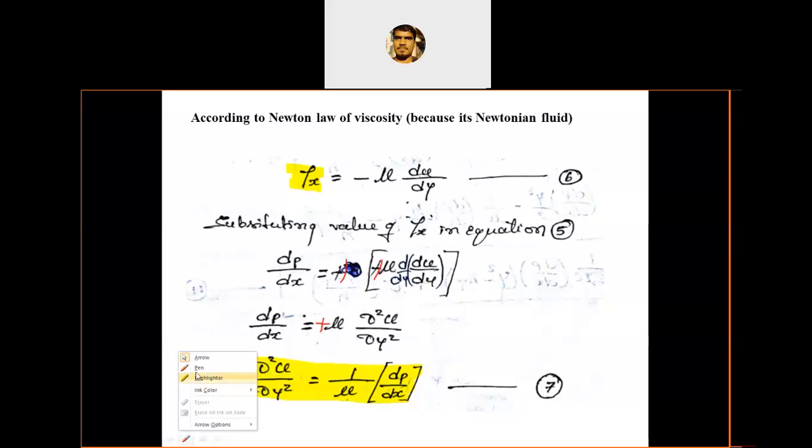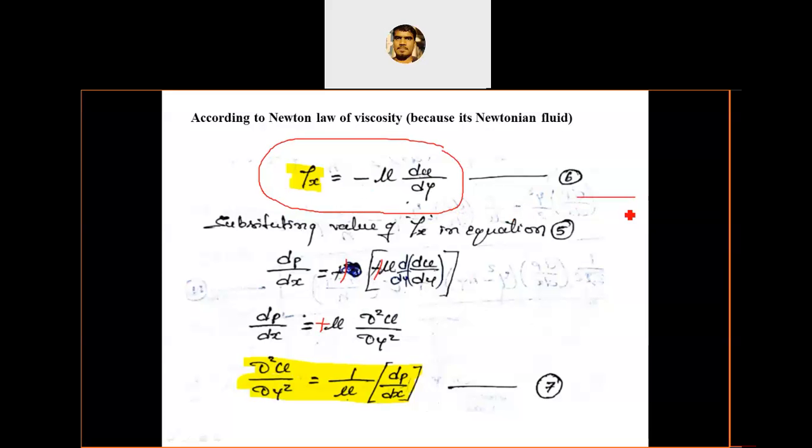We already know Newton's equation: tau x is equal to minus mu du by dy. This is the velocity, and this is the thickness of the fluid film. It changes with respect to the changes. This is what we already discussed in Newton's law of viscosity. Here minus means the velocity decreases with increase in the thickness.